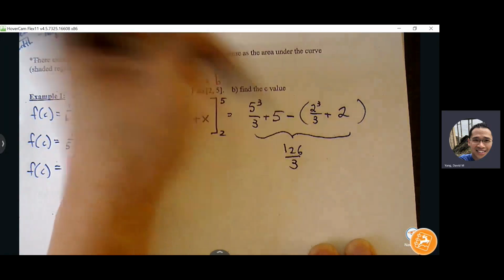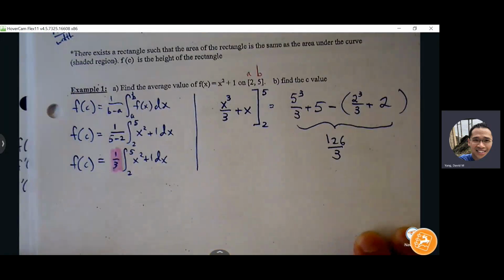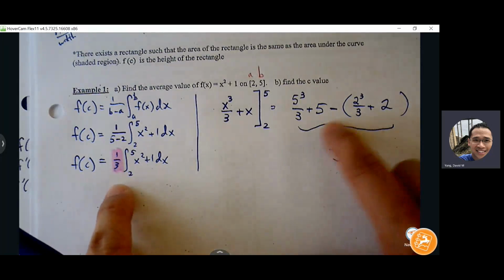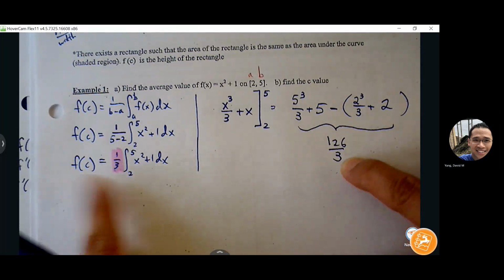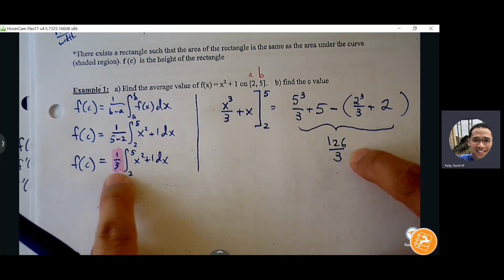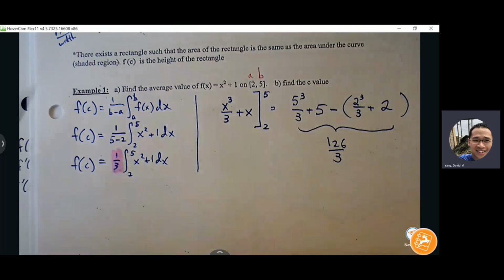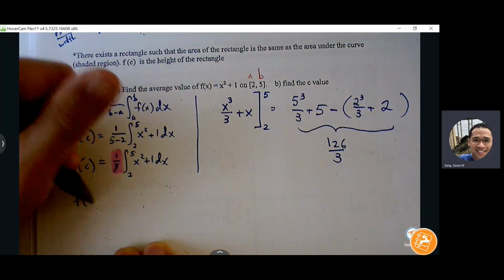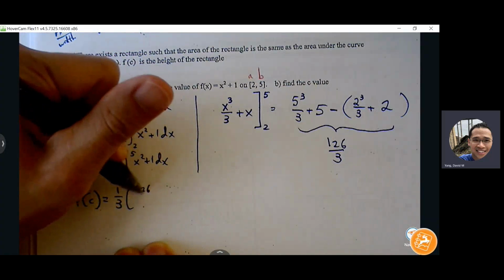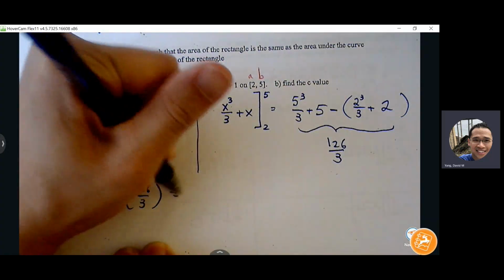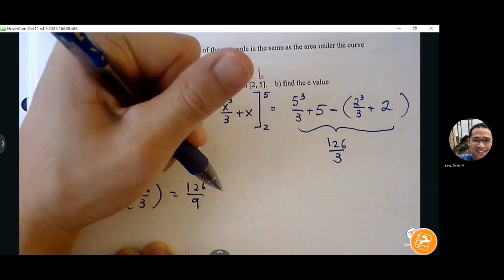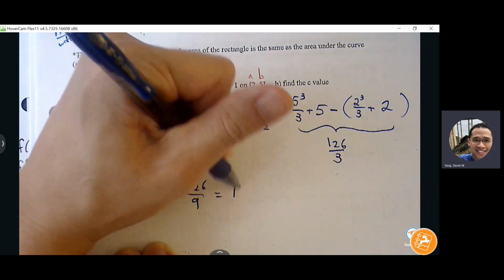126 over 3, but are we done? Okay, we still have to multiply by what? 1/3. So basically, we have the area component, but we're trying to find the height. So area, we need to divide by the width. Area divided by the width equals the height. So the average height is 1/3 times 126 over 3, which reduces to be 14.